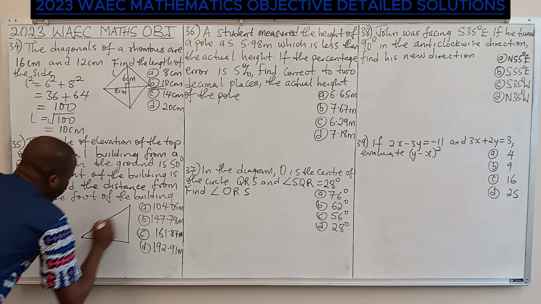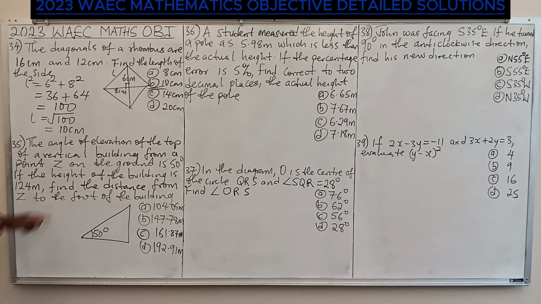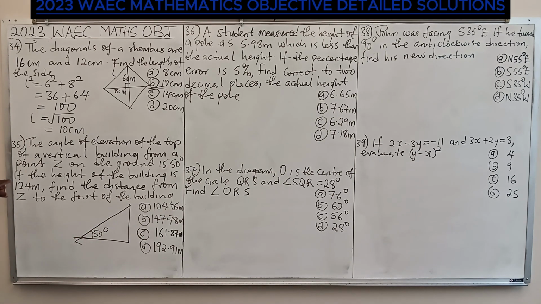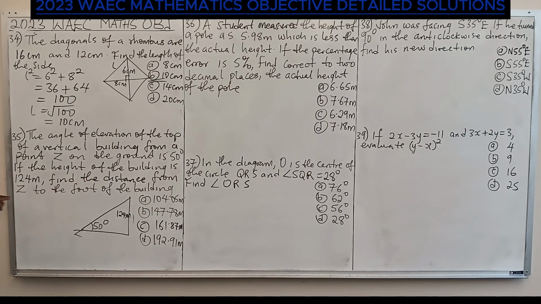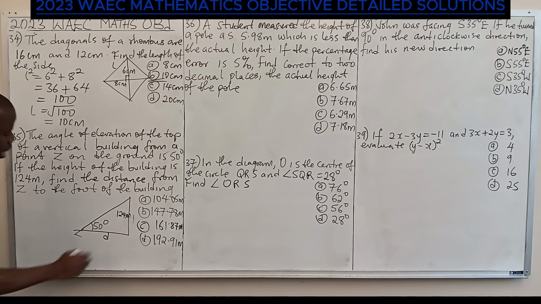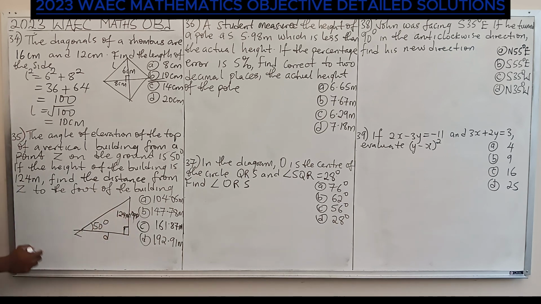The angle of elevation is 50 degrees from the top of a vertical building from a point Z. This is a vertical building. If the height of the building is 124 meters, find the distance from Z to the foot of the building. So we're looking for this distance. From trig ratios, we know here is opposite and here is adjacent. What comes to mind is tan, because tan theta is opposite over adjacent.